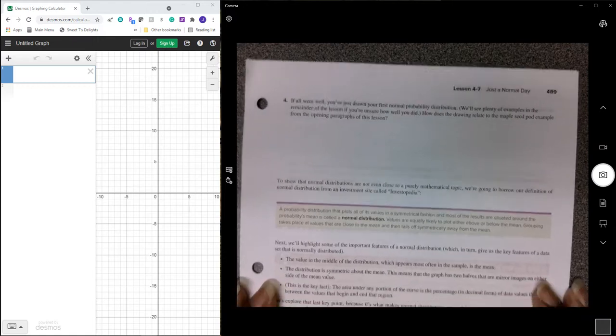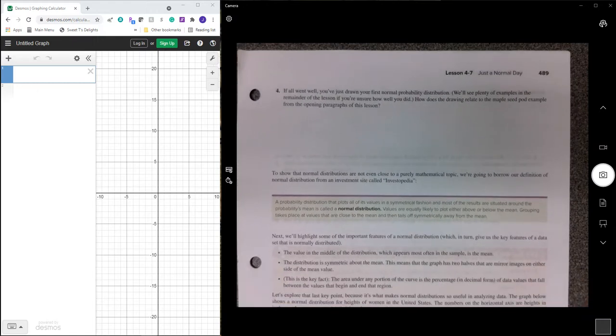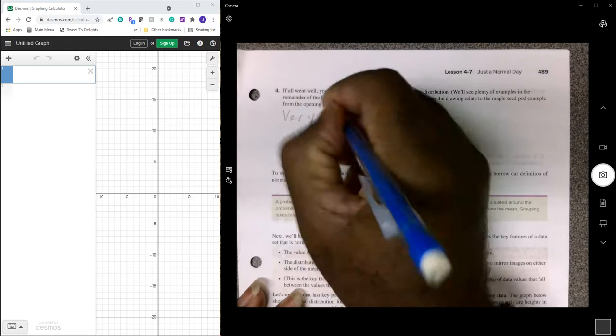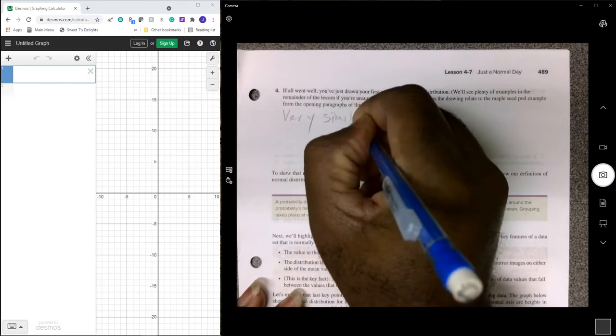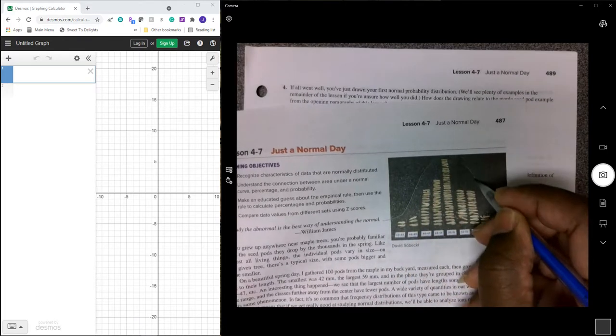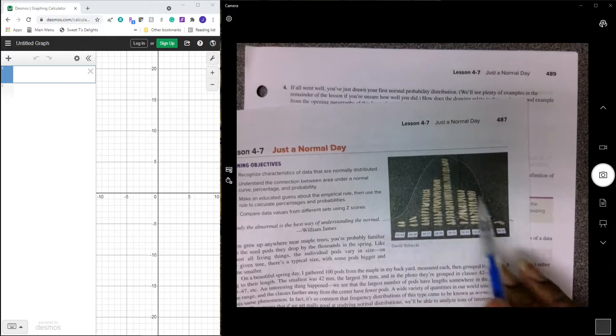All right, now we're going to move on to problem number 4. Okay, it says if all went well, you've just drawn your first normal probability distribution. We'll see plenty of examples in the remainder of the lesson if you're unsure how well you did. How does the drawing relate to the maple seed pod example from the opening paragraph of this lesson? It's very similar. And just to show you that it's very similar, if you look here, it'll be similar to what I just drew.